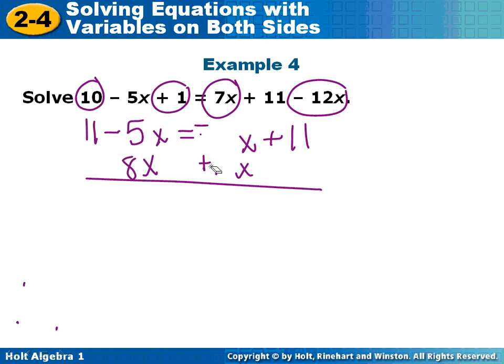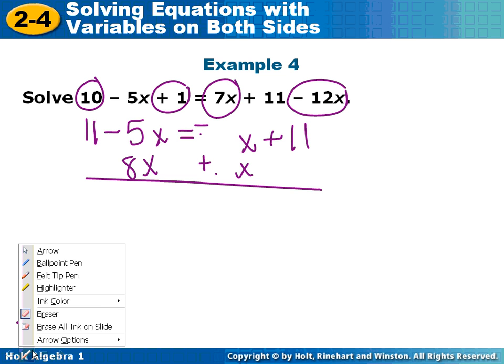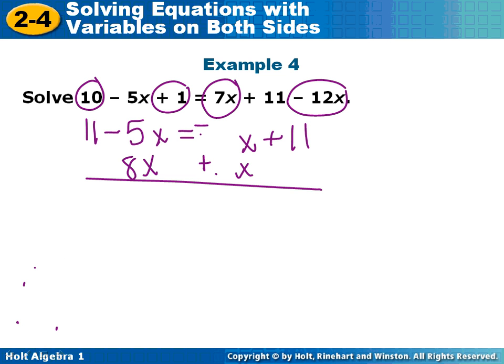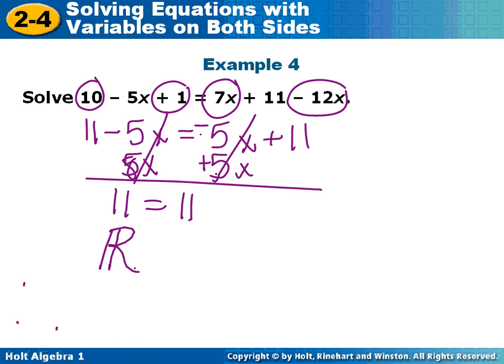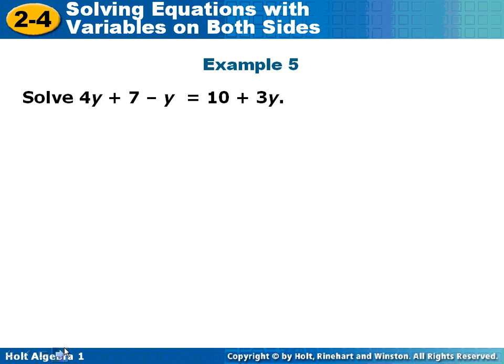Okay, what number should that be right there? I believe that should be a 5. And how about this 8 right here? 5. All right, now the 5's cancel. 11 is equal to 11. Well, 11 will always equal 11. So this solution is all real numbers. You can write all real numbers, or you can write the symbol, which is this Old English R. All right, thank you for bearing with me.